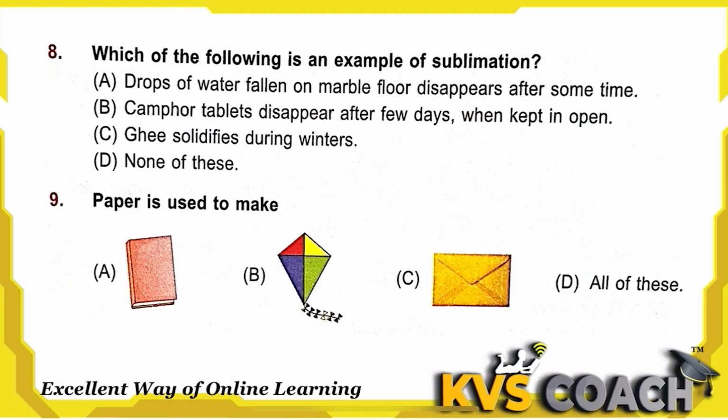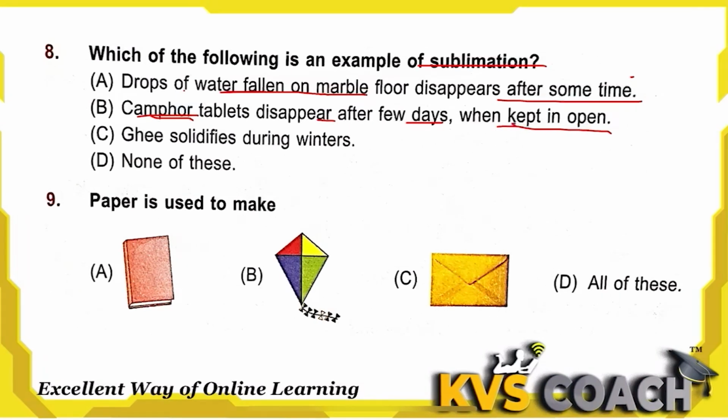Next is, which of the following is an example of sublimation? First, we need to know what sublimation is. When a solid directly changes into a gas on heating, that is called sublimation. A drop of water fallen on the marble floor disappears after some time. It means the drop of water changes into the gaseous state. A camphor tablet disappears after a few days when kept in the open. Camphor is a solid tablet and it changes directly into gas when it is open, at room temperature.